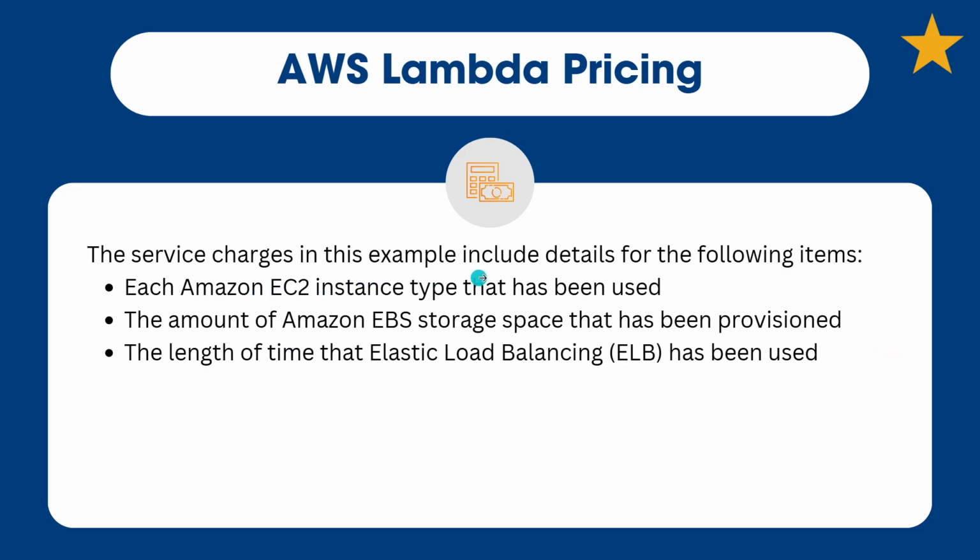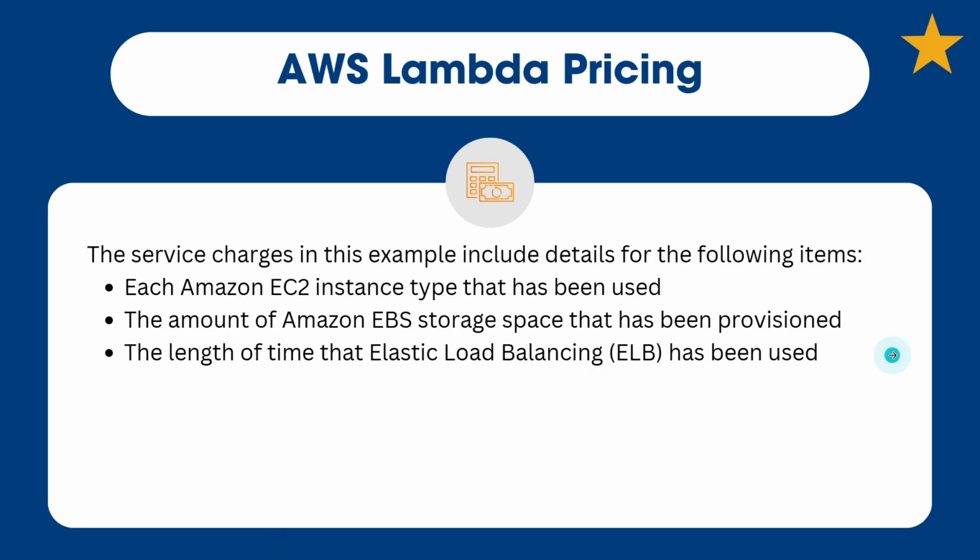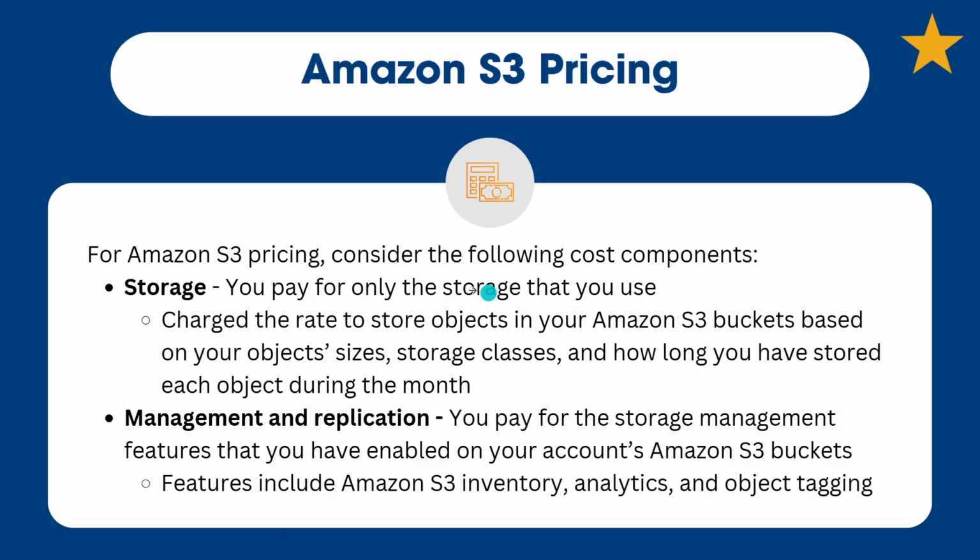The service charges in this example included details for the following items: the type of instance that was being used, the amount of EBS storage, and the length of the elastic load balancing. Because they all fell under the thresholds of free usage, that means no charge. Lastly, let's take a look at an S3 pricing example. When you're pricing S3, it's going to consider the following cost components.